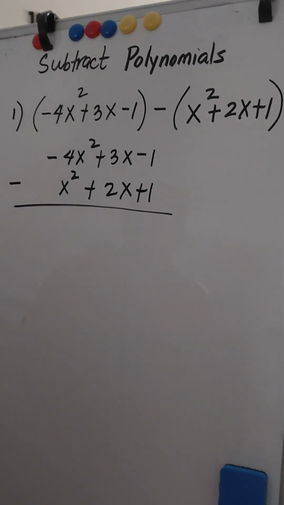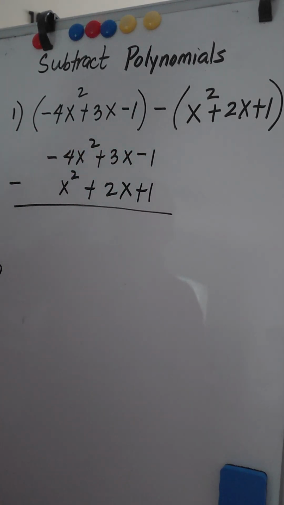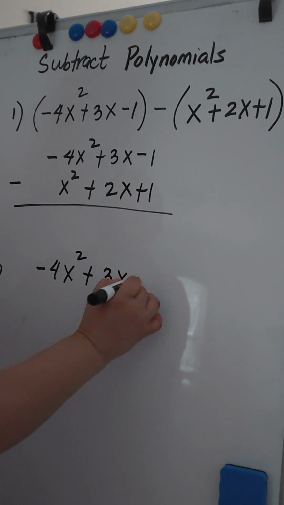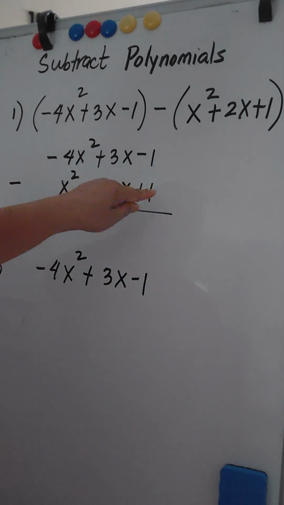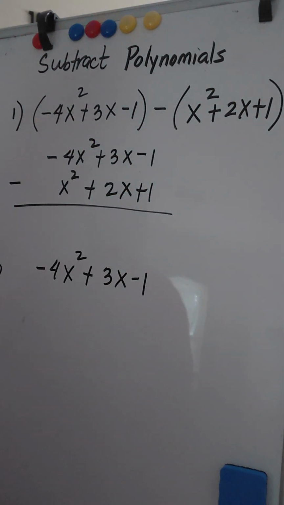Now, remember, in subtracting integers, we change the sign of the subtrahend and proceed to the rule of addition. Now, we are going to apply that in subtracting polynomials. So the first polynomial is our minuend, all of it: negative 4x squared plus 3x minus 1. All of this polynomial at the bottom, our second polynomial, is our subtrahend. Okay?